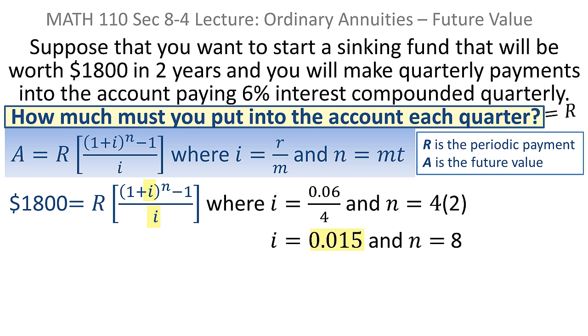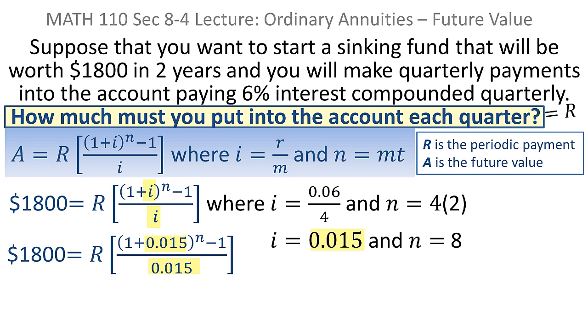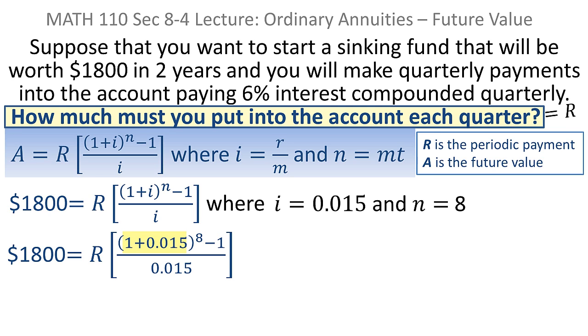If you put 0.015 in for little i, and then put 8 in for n, you get it to the point where it's basically, at this point, just calculator work. So the first thing you want to do is add 1 and 0.015. That comes out to be 1.015. Now you want to use the power button on your calculator to raise it to the 8th power.